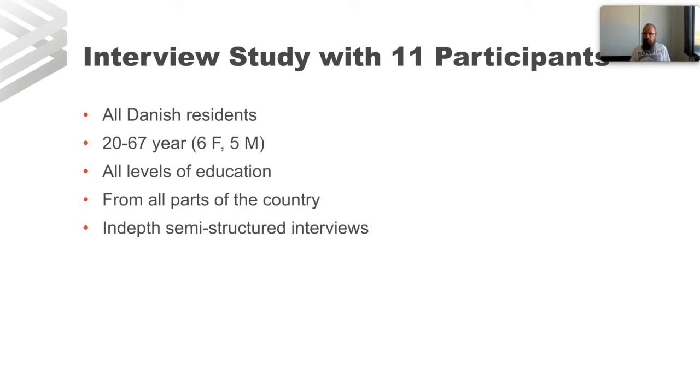The main part of this work was an interview study, and we did it with 11 participants. We did it in the context of Denmark because we wanted some sort of uniformity in terms of culture among the participants, so they were all Danish residents. We recruited them all to be above 18 years of age, and the people that we got were 20 to 67 years old, with an even distribution amongst males and females. We also wanted a broad representation in terms of education and where they live in Denmark. Our method was in-depth, semi-structured interviews, so we could explore the interesting parts or the participants' views that came up during the interview.